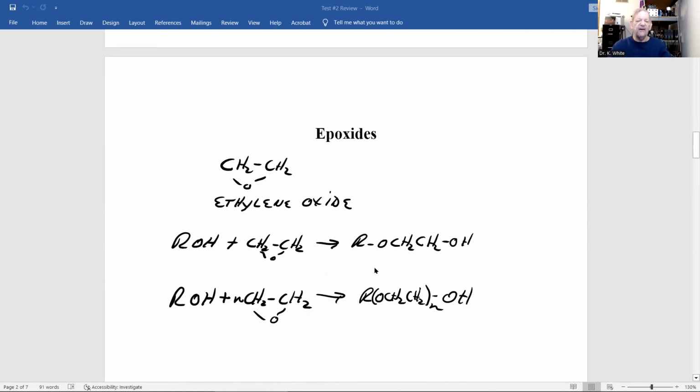All right, next I talked about epoxides, but only one, ethylene oxide, which you don't have to know the name of. But you have to know that if you take one molecule of an alcohol, and react it with one molecule of ethylene oxide, you'll get this ether alcohol. And this is a very good surfactant.